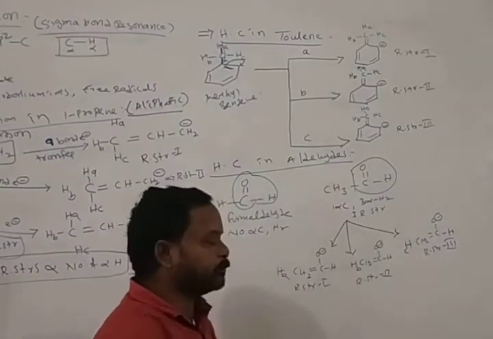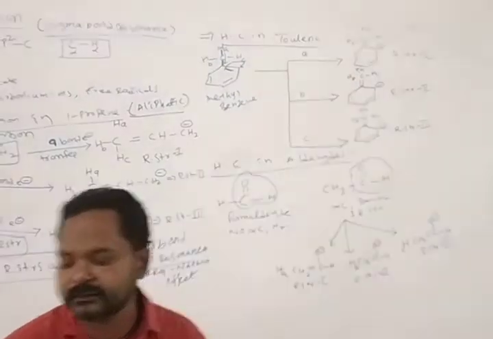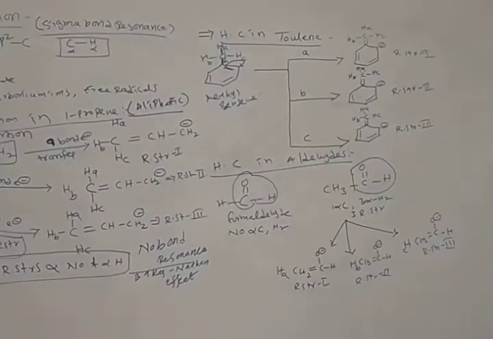And these are the important resonance structures. All these are symmetrical resonance structures. That's why they are more stable resonance structures. This is about hyperconjugation in toluene and hyperconjugation in aldehydes.